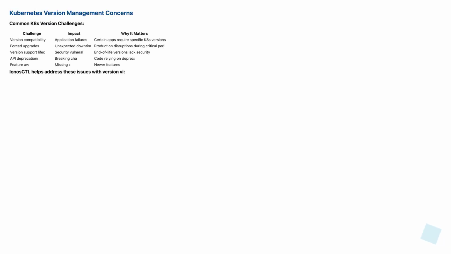Wait, so you mean I can just run one command and have my kubeconfig ready to go? That could save us time. What about Kubernetes versions, though? In my experience, version compatibility can be a real headache. Is there an easy way to check what versions are available or supported in Ionosctl?